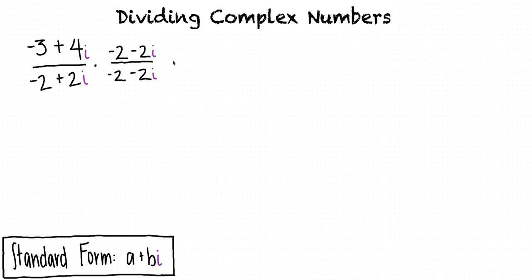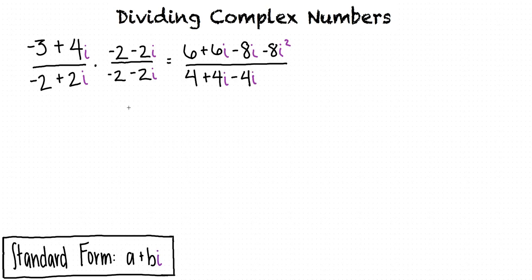We can FOIL the numerator by first multiplying -3 times -2 to get 6, then -3 times -2i to get 6i, 4i times -2 to get -8i, and 4i times -2i to get -8i squared. Next, we can FOIL the denominator by multiplying -2 times -2 to get 4, then -2 times -2i to get 4i. Next, 2i times -2 is -4i, and 2i times -2i is -4i squared.